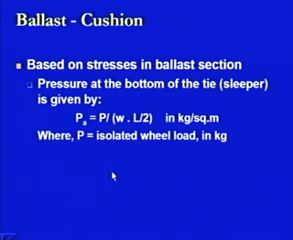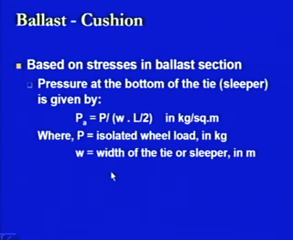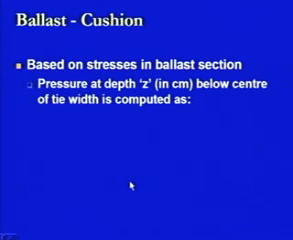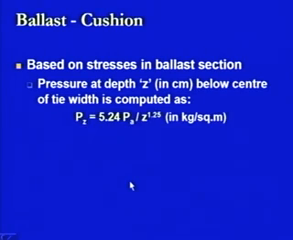So, here P is the isolated wheel load in whatever units we are taking, say in kg, W is the width of the tie or the sleeper in meters, and L is the length of the sleeper in meters. Then there is another condition, the pressure at depth z in centimeters below the center of tie width, and this is computed as P z is equal to 5.24 multiplied by the P A, which was calculated previously as P divided by W into L by 2, and this value is totally divided by z raised to the power 1.25.